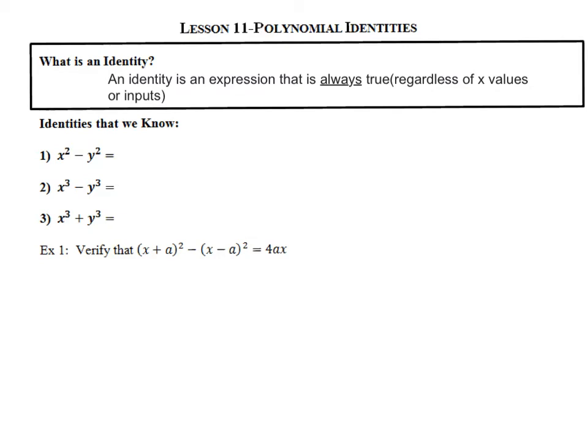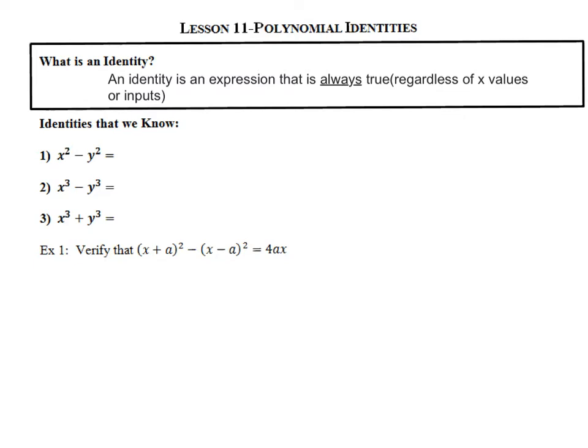So to begin with, the definition of an identity, please fill this into the box in your notes. An identity is an expression that is always true. So regardless of what x values or what input numbers we use, the expression is always true. So the left side of the equation has to equal the right side of the equation all the time.